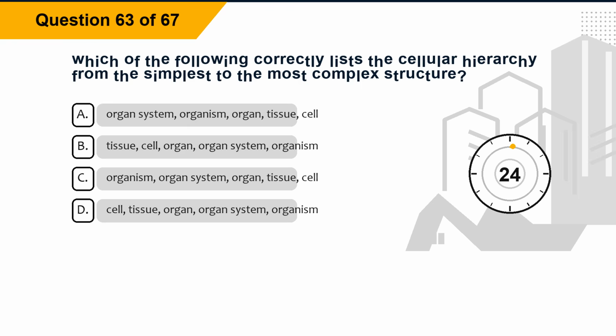Question 63. Which of the following correctly lists the cellular hierarchy from the simplest to the most complex structure? Option A, organ system, organism, organ, tissue, cell. Option B, tissue, cell, organ, organ system, organism. Option C, organism, organ system, organ, tissue, cell. Option D, cell, tissue, organ, organ system, organism.